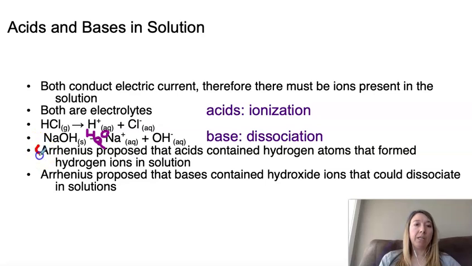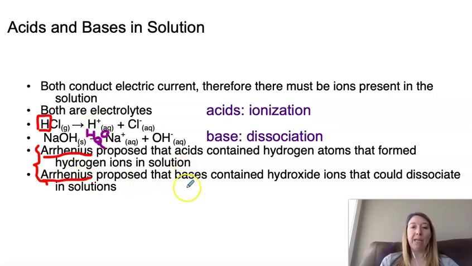This right here is basically your first set of them. So Arrhenius was the first one who came along and gave us a working definition of what acids and bases are. Arrhenius proposed that acids contained hydrogen atoms that formed hydrogen ions in solution. That's why we've always said, when we're looking for acids, we are looking for this H part right here. And then here's that hydrogen ion that we were able to form.